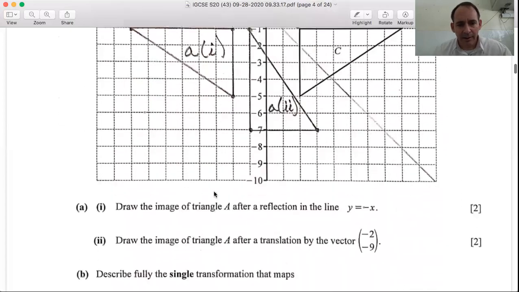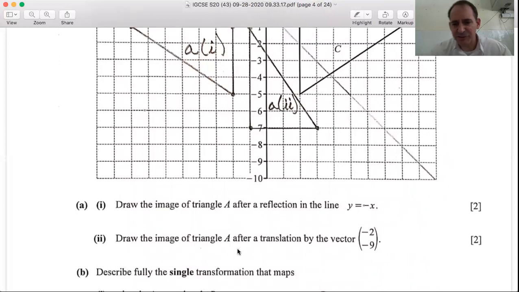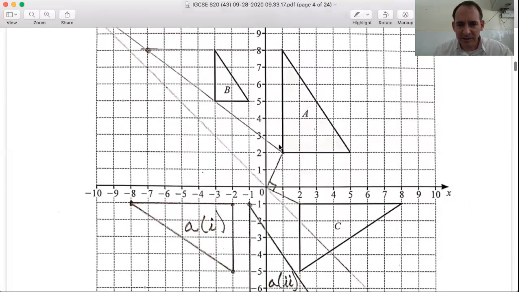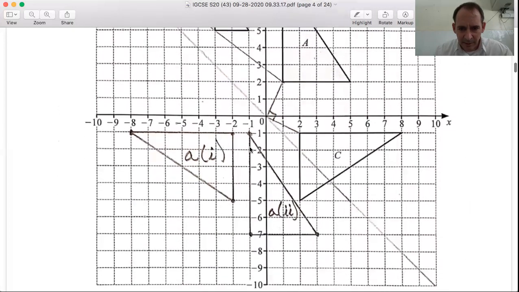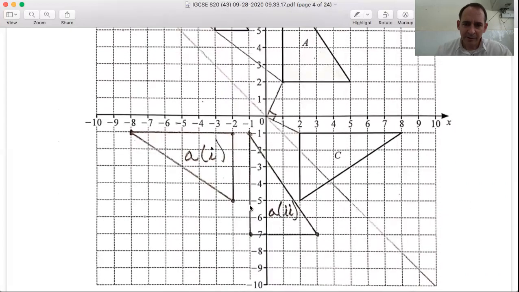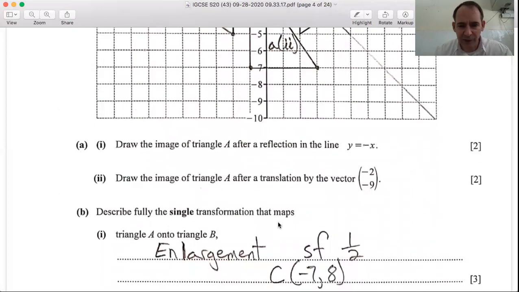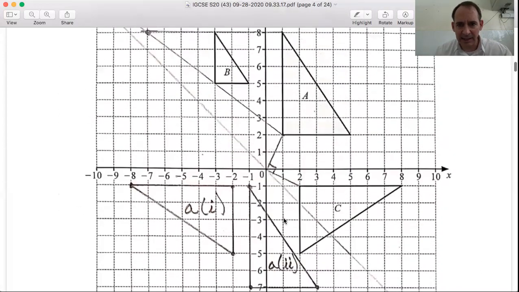And this is AI. Then for AII, draw the image of triangle A after a translation by the column vector -2, -9. So basically we start at our vertex, we go back 2 for the X, down 9 for the Y. 1, 2, 3, 4, 5, 6, 7, 8, 9. There's this dot here, go back 2, down 9, you get here. From this one, go back 2, down 9, and you get here. So this is AII.